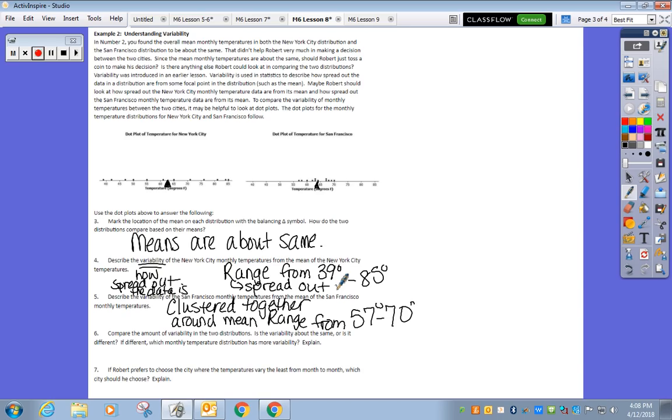So the next piece asks to compare the amount of variability in the two distributions. Is the variability about the same, or is it different? If different, which monthly temperature distribution has more variability? Explain. So as we've kind of said walking through these problems, New York City is much more spread out than San Francisco is. So their variability is different. They're differently spread out. So which monthly temperature distribution has more variability? More variability means it's more spread out. So New York City has more variability, more spread out. The temperatures range more.